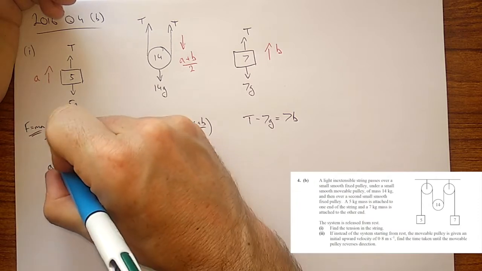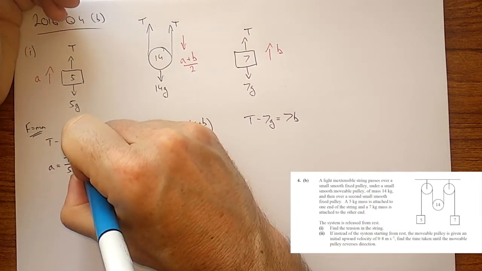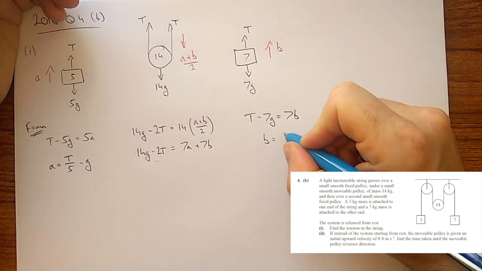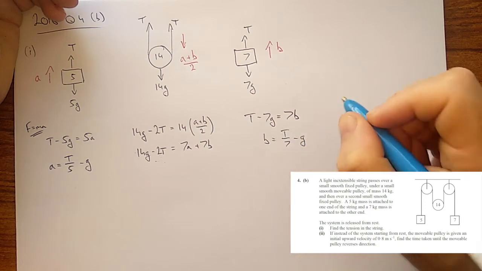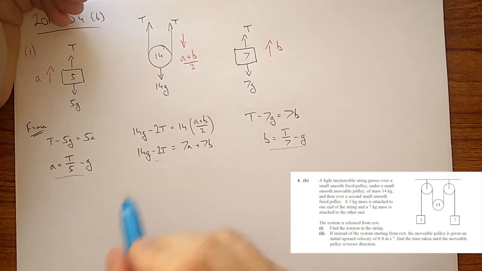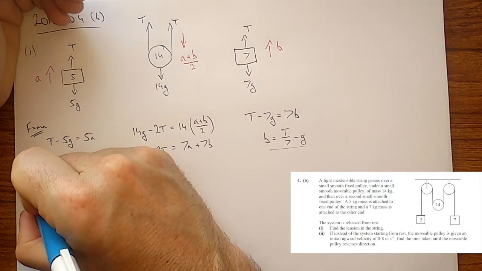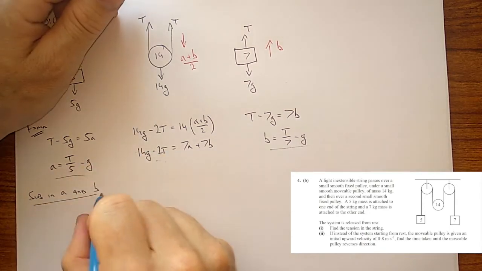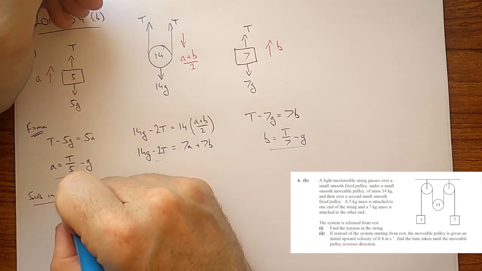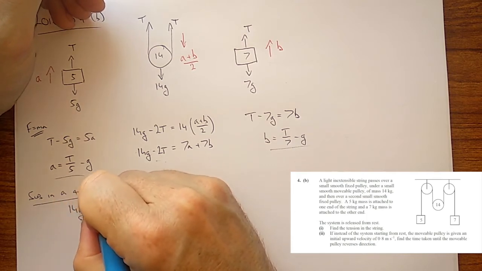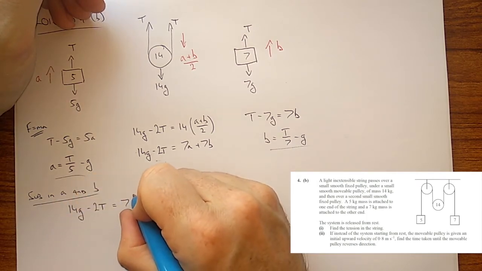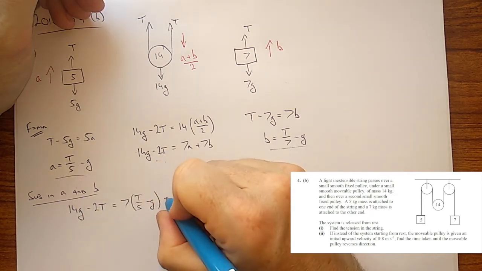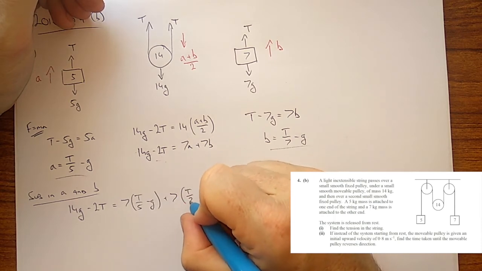a equals T over 5 minus g. So just divide everything by 5. And b equals T over 7 minus g. So these are nice and tidy. So I can sub in these equations into here. So we'll sub in a and b, which means here that we have 14g minus 2T equals 7 times (T over 5 minus g) plus 7 times (T over 7 minus g).